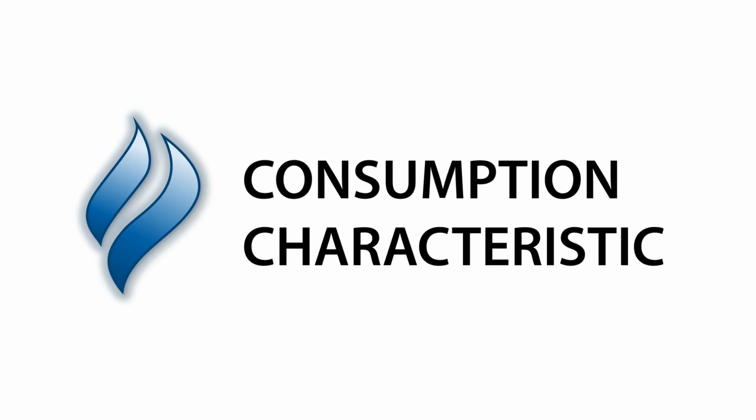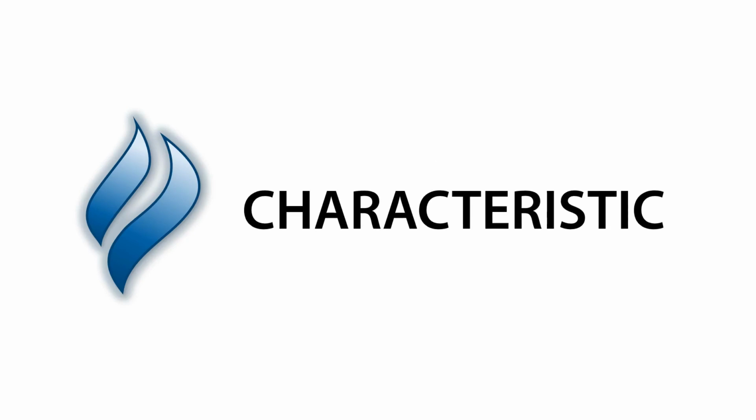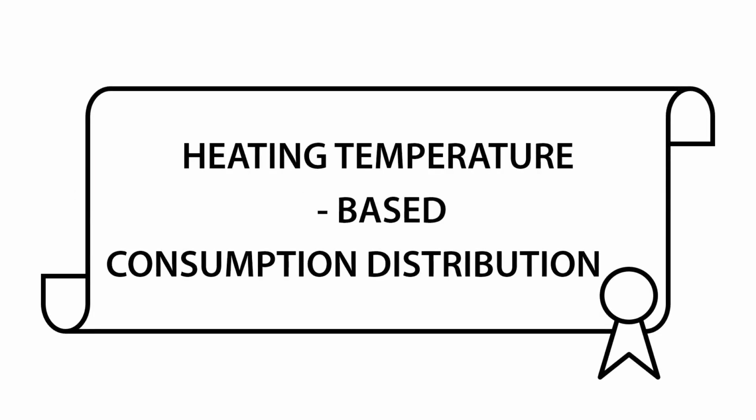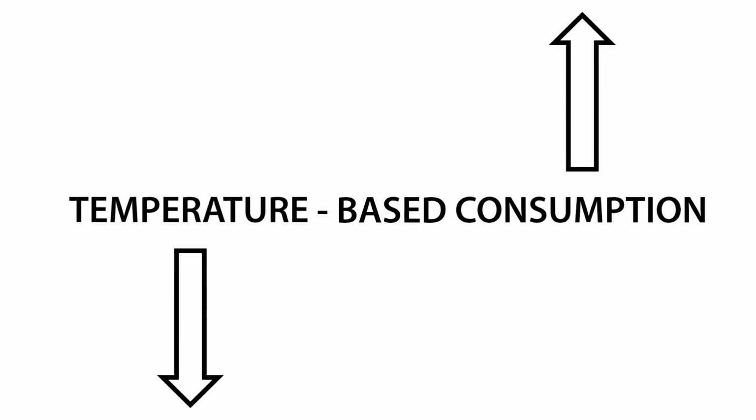A term often heard in the context of natural gas is consumption characteristic, or characteristic for short. But what is this characteristic? Officially, heating temperature-based consumption distribution. In essence, it's temperature-based consumption. The basic idea is simple. The colder it is, the more the heating can be turned up.